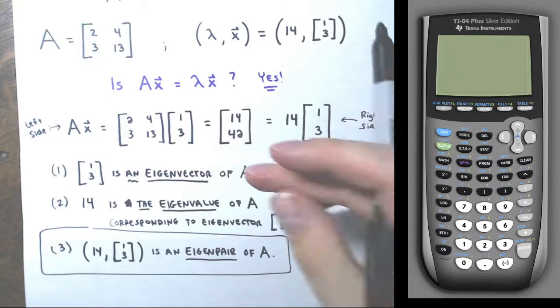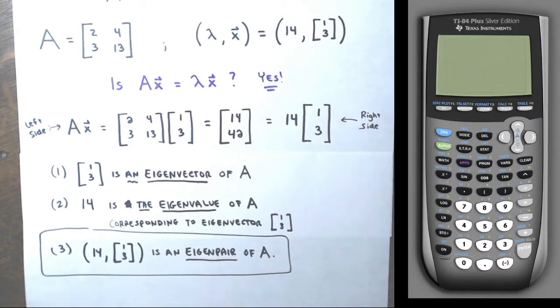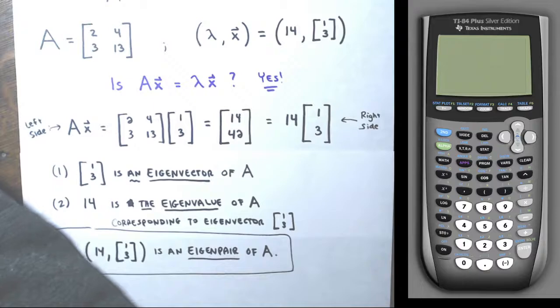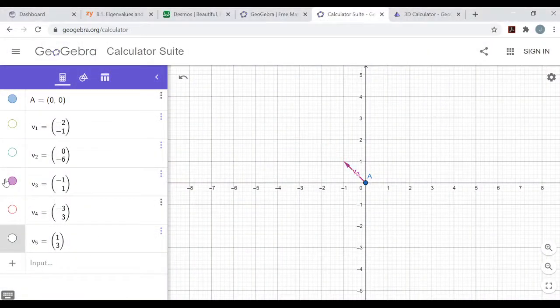Okay. And then again, if you want to look at a picture of this, these are all vectors in R2. Back to GeoGebra here. This was the vector 1, 3, my input vector. I was checking to see if that was an eigenvector. And then the output ended up being the vector 14, 42.